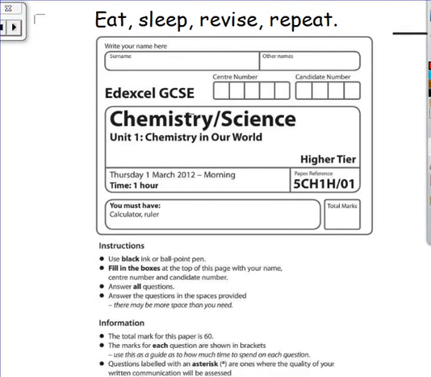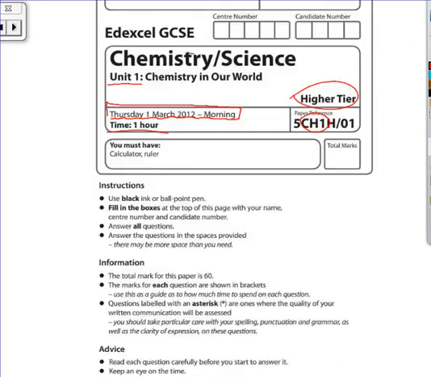Okay, eat, sleep, revise, repeat. This is the Unit 1, so it's C1, Chemistry 1, higher tier. If you've just sat your mock, it was a real paper from March 2012. Good luck. Let's see what we've got.